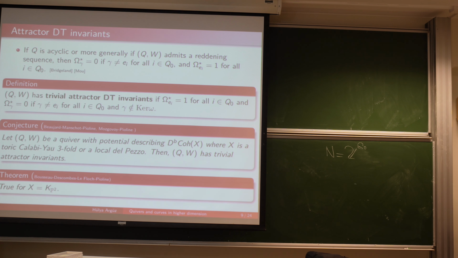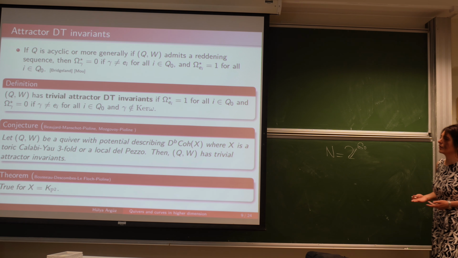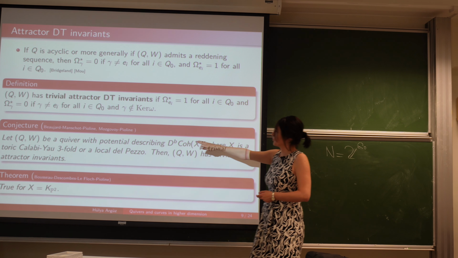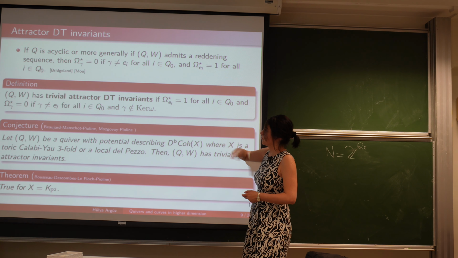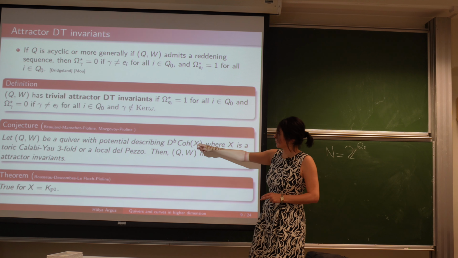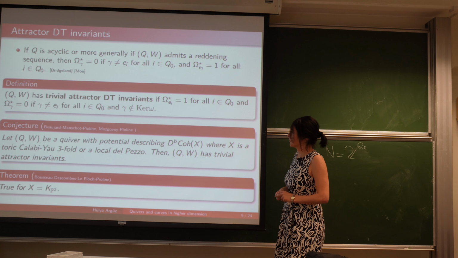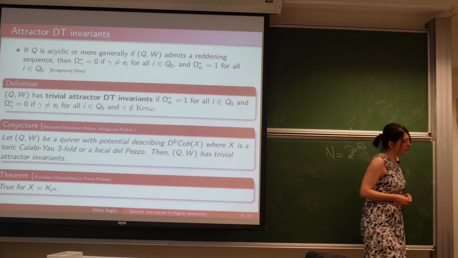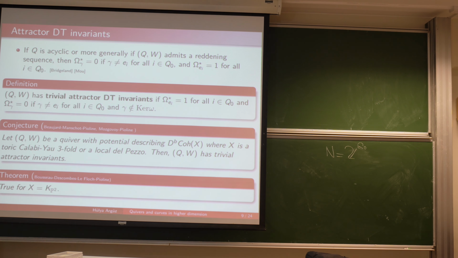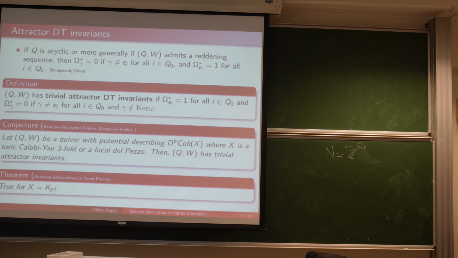In some cases, there's a recipe starting with a quiver with potential to cook up the category of representations and match it with the derived category of coherent sheaves. The conjecture is that if you look at local del Pezzos, then these quivers should have trivial attractor DT invariants. And Bousseau, Descombes, Le Floch, and Pioline proved this conjecture, for instance, for local P2. So in many cases, these, yeah.